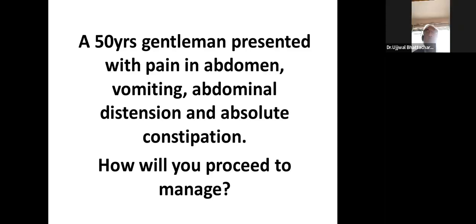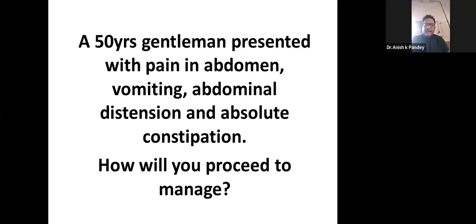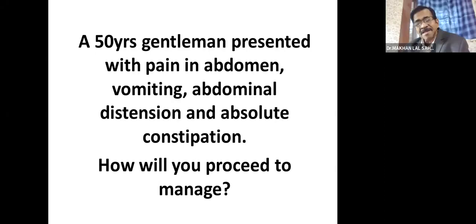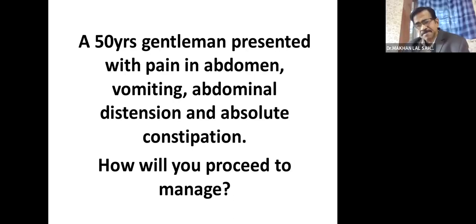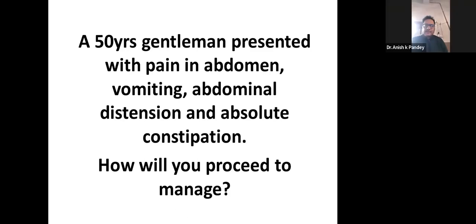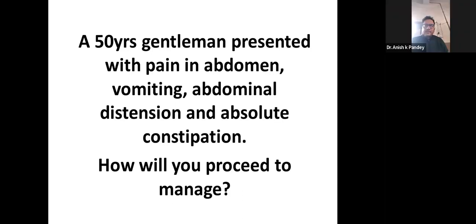How will you plan fluid therapy in this patient? First of all, I will secure the IV line and start IV fluid. What fluid? It can be metabolic alkalosis in view of more vomiting, or metabolic acidosis in view of less vomiting and more distension. So what fluid should you choose? Sir, if there is more vomiting, I will go for normal saline solution. Don't start the patient on lactate solution in the background of metabolic alkalosis. Start normal saline.